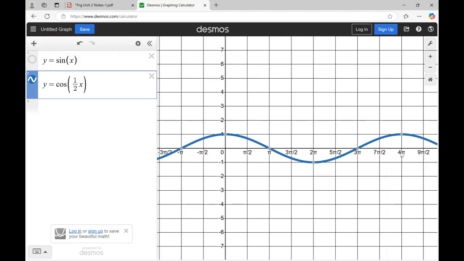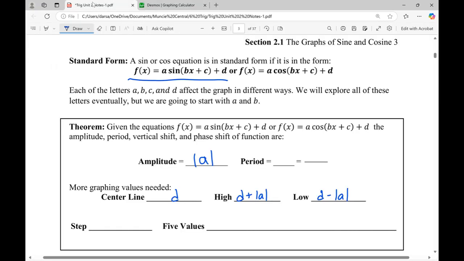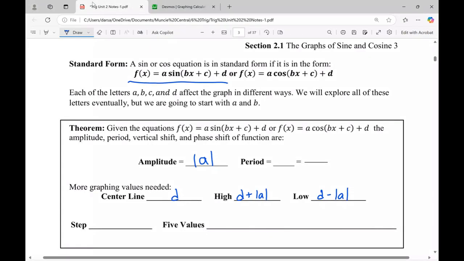Okay, so what do we see? The number B is changing the period. And how is it changing the period? Maybe you've caught on to the pattern by now. If you take what our period was before, 2 pi, and divide it by that number B sitting here in the front, that is going to give you the new period of the function. So we can think of it as a division, 2 pi divided by B, or we can think of it as 2 pi over B like a fraction. Either way, it'll get you the period of the function.